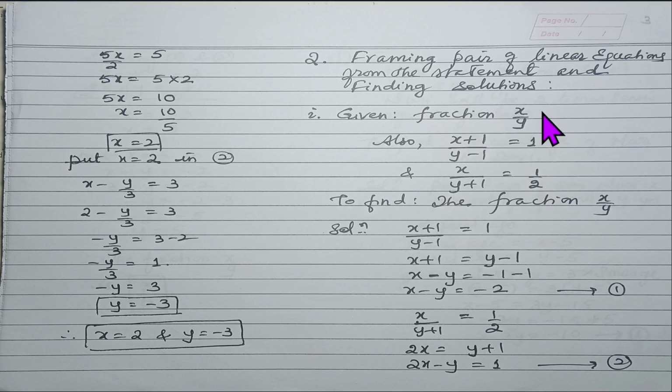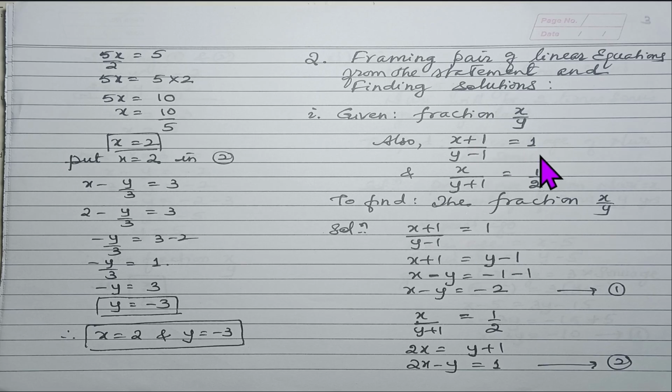We have got a fraction x by y, that is what we have assumed, of course. By adding 1 to x and subtracting 1 from y, I get the value as 1. When I keep x as it is but add 1 to y, I get the value as half. So now we have to solve these two equations and find the fraction x by y.